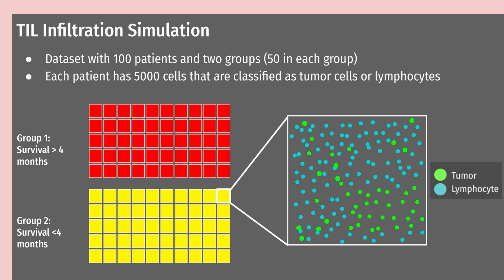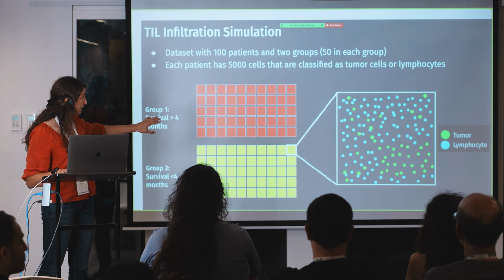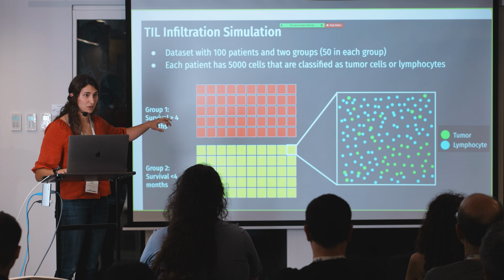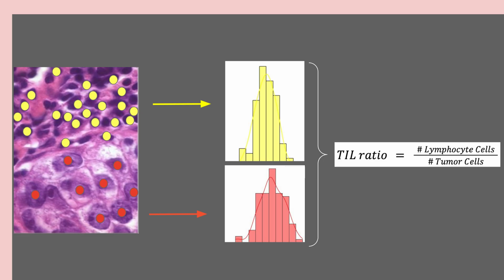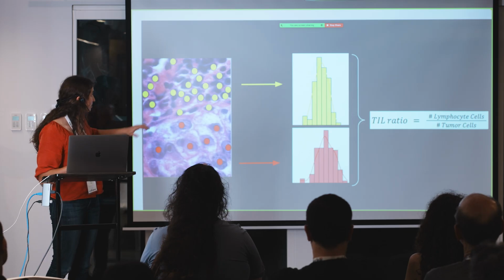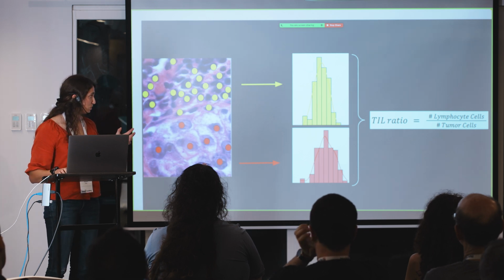So with that background in mind, let's create another toy data set where we have 100 patients, and we divide them into two groups. We have group 1, which has a high survival rate. Their survival is over 4 months. And we have group 2, which has a low survival rate. Their survival as a group is less than 4 months. Each group has 50 different patients, and each patient has 5,000 cells that we can run inference on and classify as either tumor cells or lymphocytes. Once we run inference, once we look at our ground truth from our data, we can see that we have some distribution of lymphocytes, immune cells, and tumor cells in our tissue. And using this, we can create a feature.